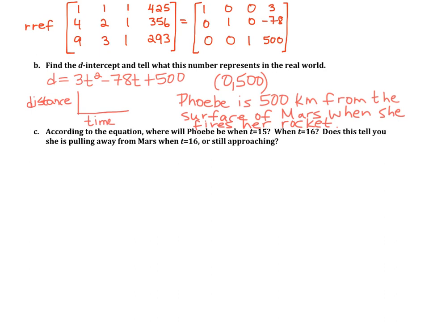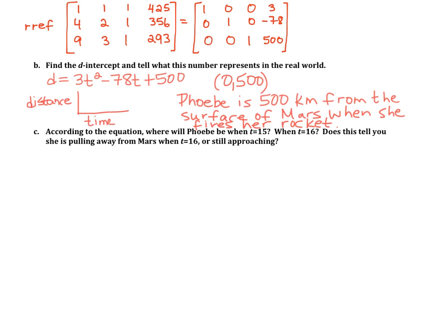If we are finding a y-intercept, or a d-intercept in this case, that's going to be 0 comma something. So if we plug a 0 in for t, we're going to get 500. So our ordered pair answer for the d-intercept is going to be 0 comma 500.